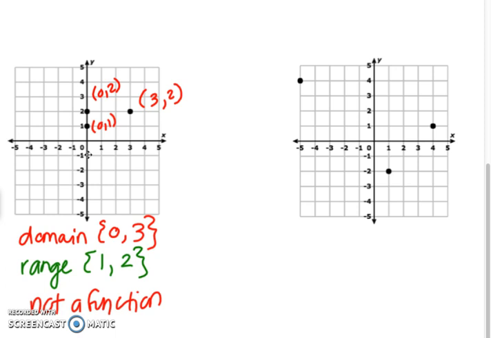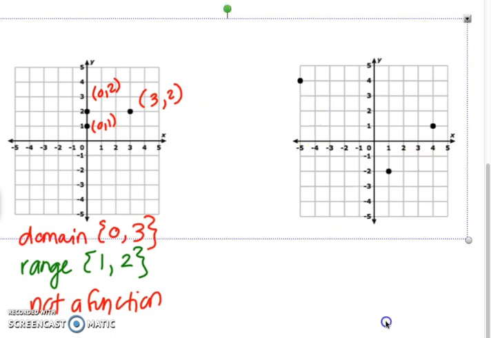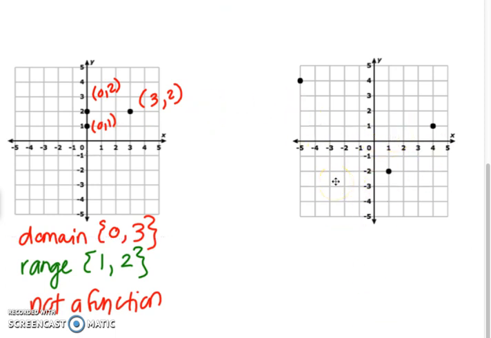Okay, so now why don't you try this graph over here on your own, press pause, and then I'll tell you the answer.